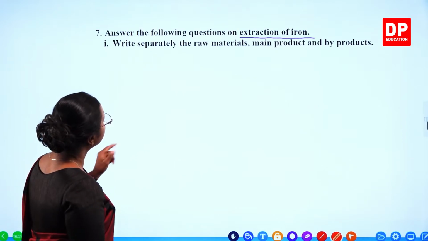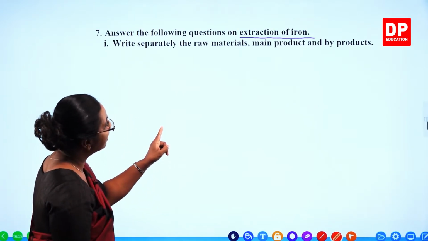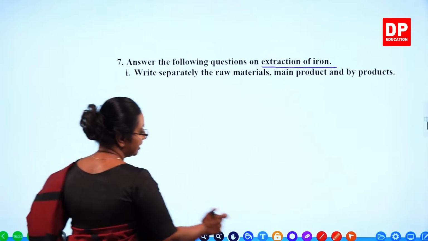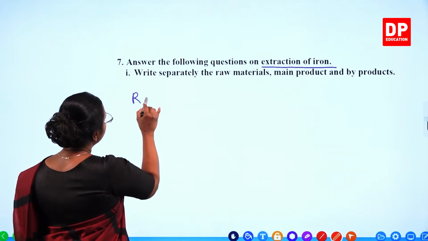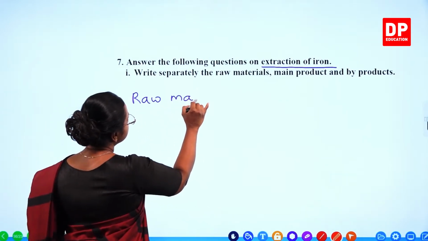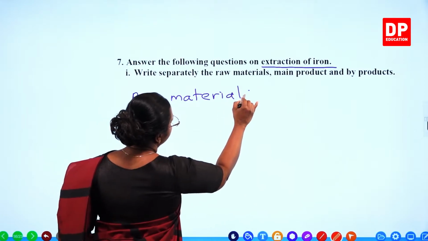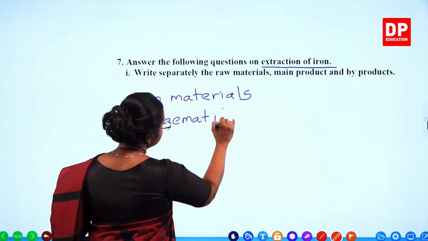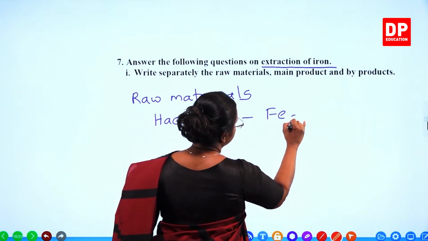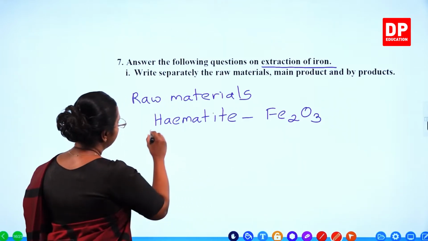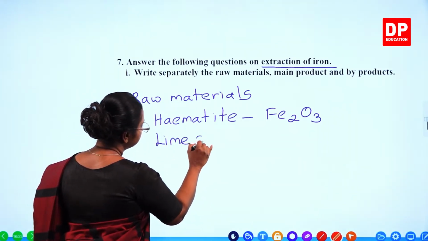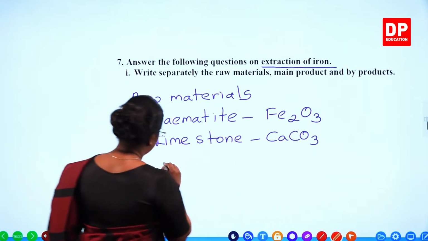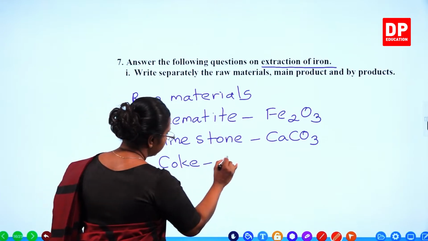Write separately the raw materials, main product and byproducts. So what are the raw materials? I just told you all that. Raw materials are hematite, that is Fe2O3. Then we have limestone, that is calcium carbonate, and coke, that is carbon.